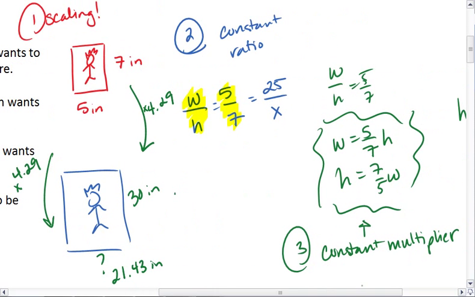Or we can use a constant ratio, where now we'll set it up as the width to height, which is 5 to 7, is the same as x to 30. We get 30 times 5, which is 150, equals 7x. X equals 150 divided by 7, which gives us approximately 21.43 inches.